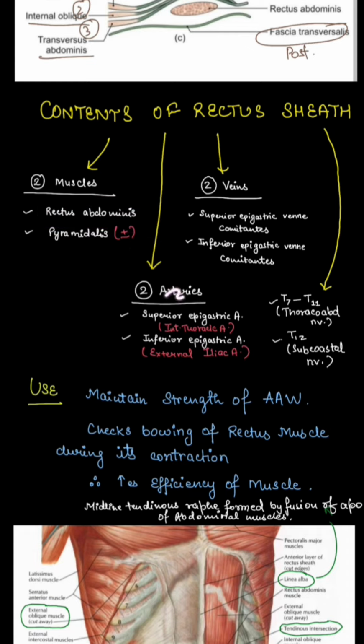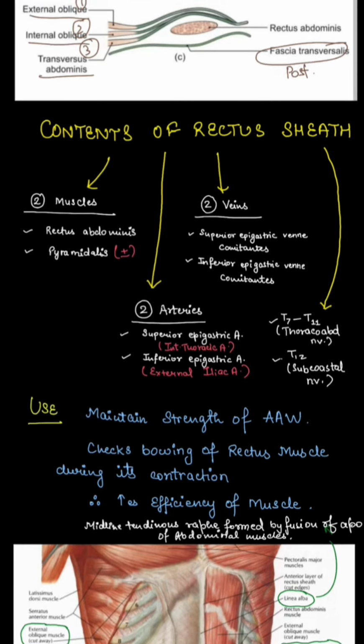Okay, then there are two arteries. What are these two arteries? It's very easy, superior and inferior. The next thing you need to learn is epigastric. So superior and inferior epigastric arteries. The superior epigastric artery is a branch of the internal thoracic artery, and the inferior epigastric artery is a branch of the external iliac artery. So you must know this.